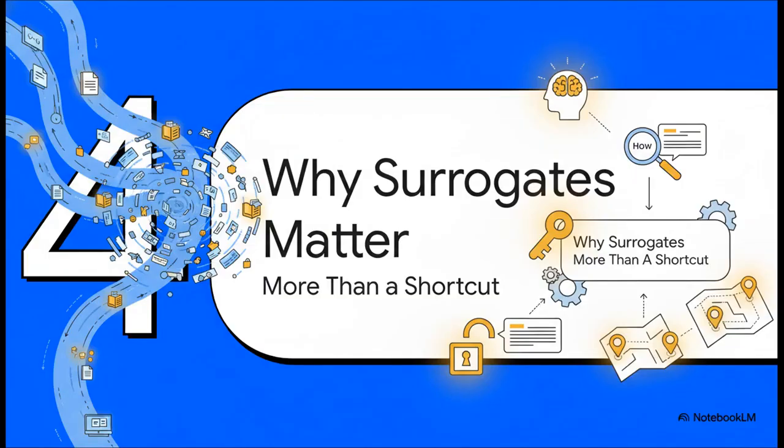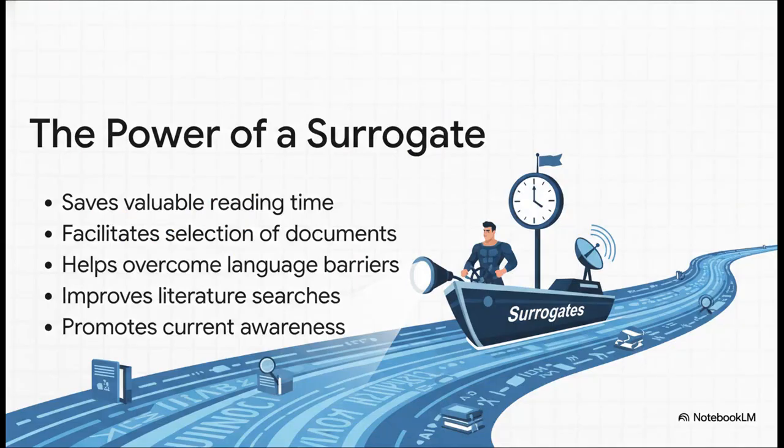So, we've seen the what and we've seen the how. But let's end this by focusing on the why. Why are these tools so absolutely essential in the world we live in today? The bottom line is this: surrogates are the vital connective tissue of our information age. They don't just save us time, they actively shape how we find knowledge. They make our searches better, they help us stay current in our fields, and ultimately they are the elegant solution to that drowning in information problem we talked about at the very beginning.